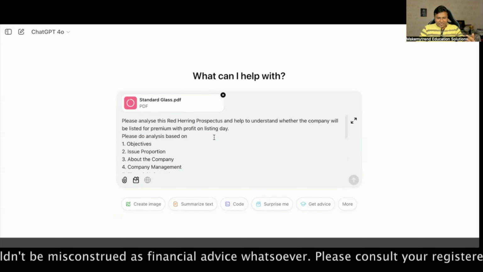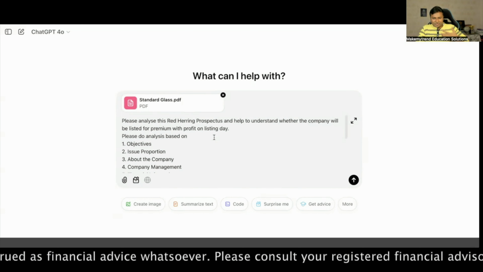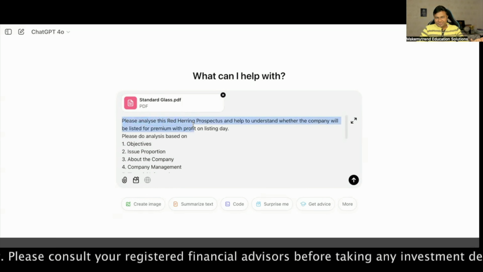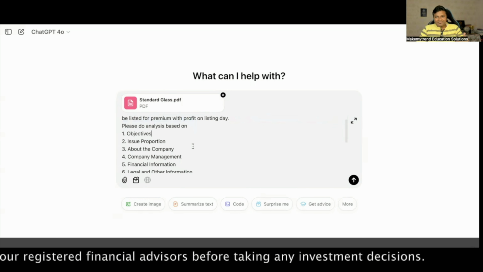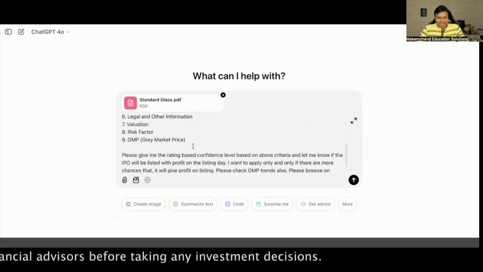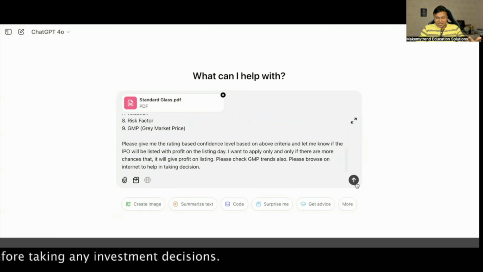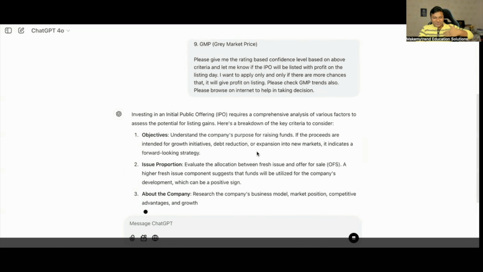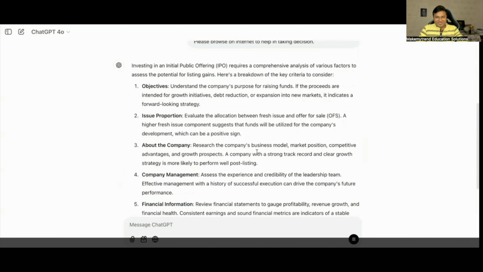Okay, and when you give this command or prompt to ChatGPT, it is a very, very simple prompt where I'm asking ChatGPT to analyze this particular document, and I'm sharing the parameters based on which it should analyze. Now when I hit enter, can you see the magic? ChatGPT is reading the document, and it is giving us all the details about this particular company.